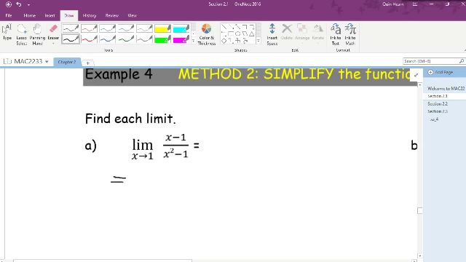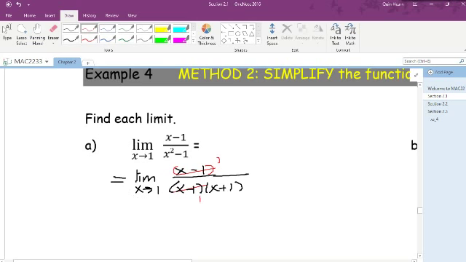So this is going to be the limit as x approaches 1 of x minus 1 over x squared. I'm sorry, let's factor it. This is the difference of squares, so it's going to factor into x minus 1, x plus 1 in the denominator. Okay, so now we can reduce: x minus 1 divided by x minus 1 is equal to 1 as long as x is not 1.